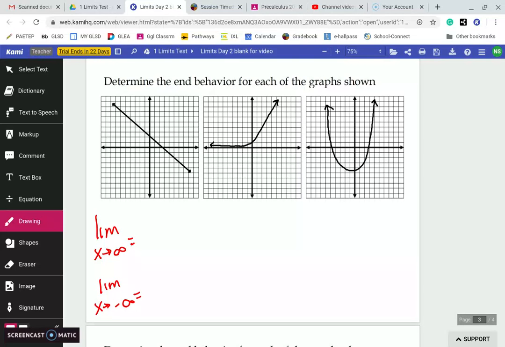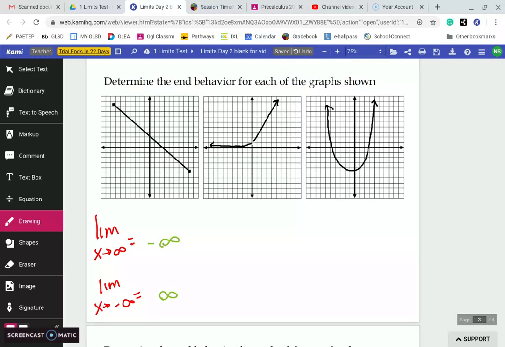Okay, so again, to the right and to the left. My first graph here is just a line. As my graph moves to the right, my y values are going towards negative infinity. And as my graph goes to the left, those are going towards positive infinity.